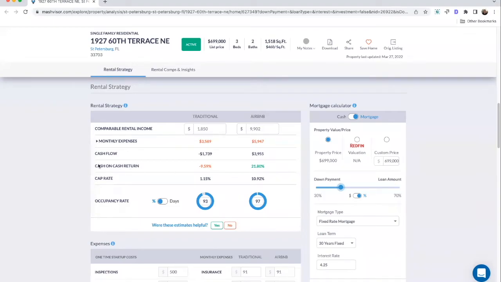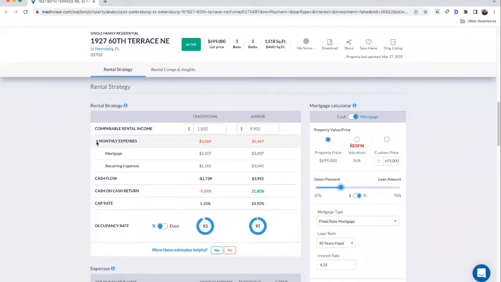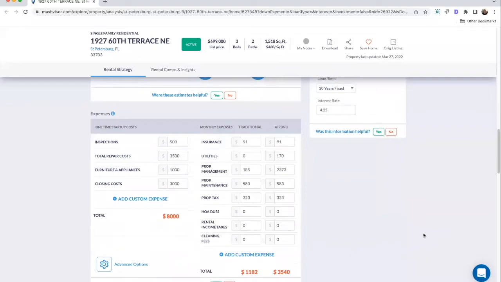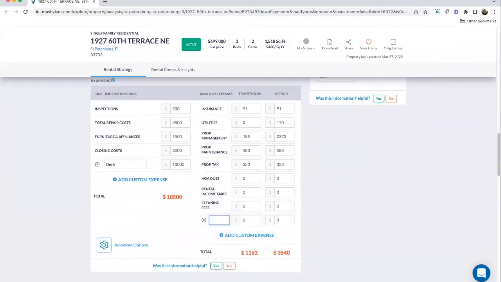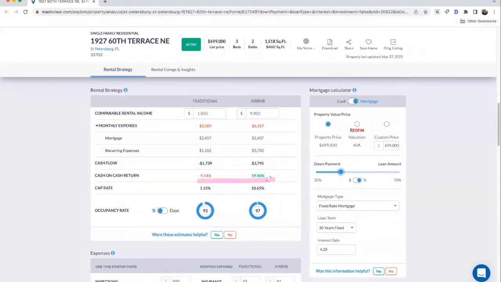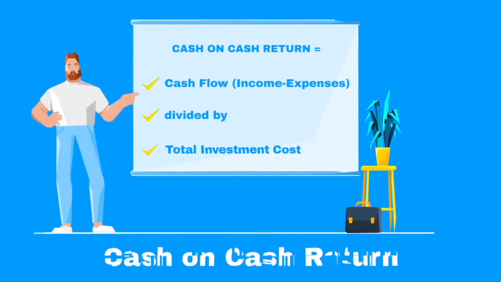Mashvisor will also give us a breakdown of the one-time startup costs and the monthly expenses. We can customize the expenses as we decide. So if we are renting our property as an Airbnb and we wanted to account for furniture or adding additional expenses like Wi-Fi, as we make these changes, they will impact our rates here, adjusting our cap rate and cash-on-cash return.